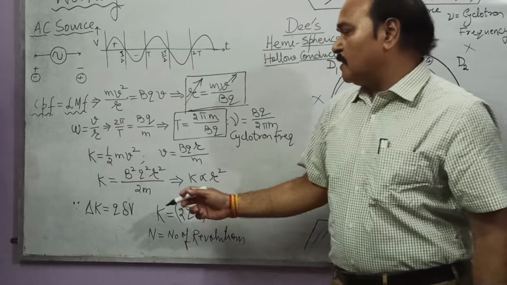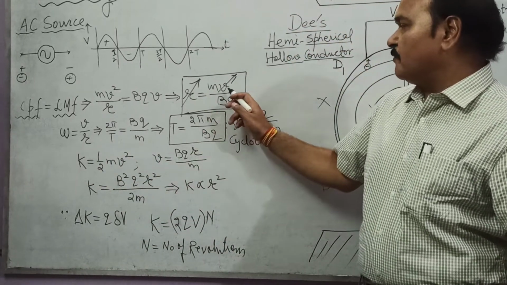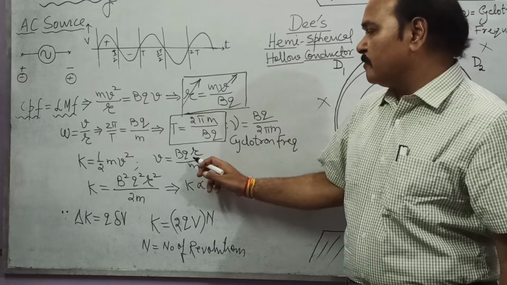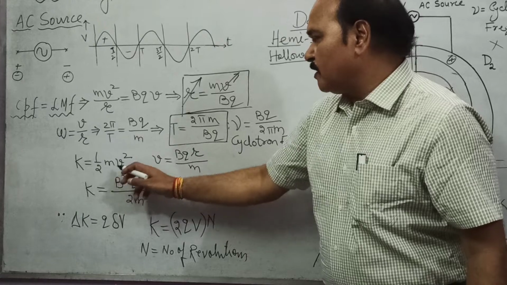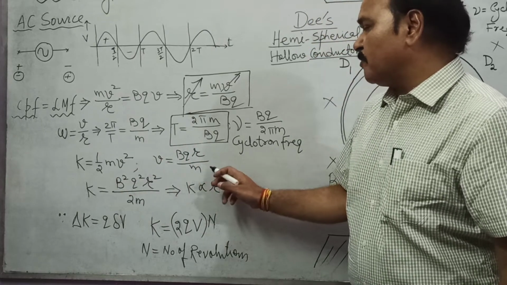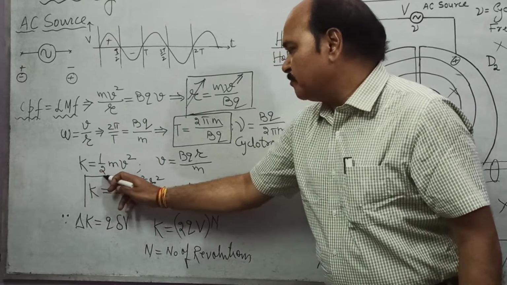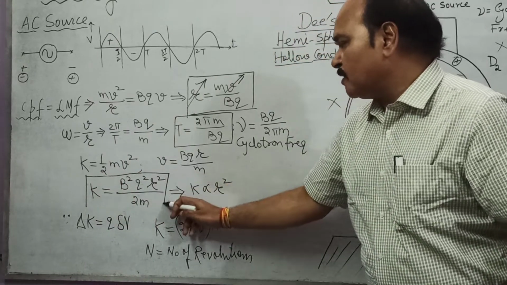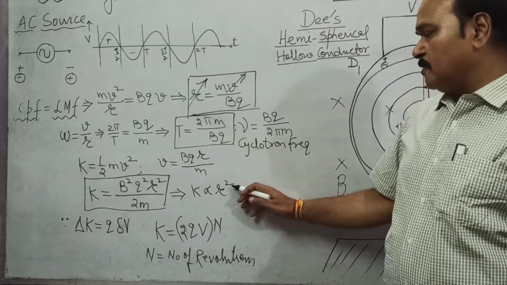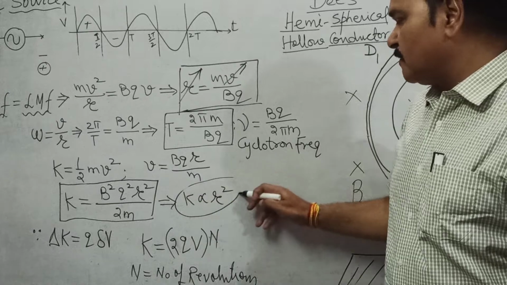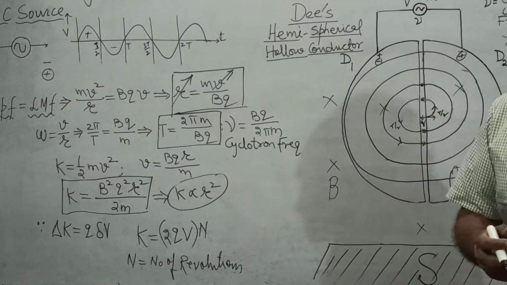Well, kinetic energy of the charged particle is 1 upon 2 mv square. V is what? If we find out from here, v is equal to Bqr by m. So if we substitute this value here, we get 1 upon 2 m v square, means B square q square r square upon m square. If we solve it, we get the kinetic energy as B square q square r square upon 2m. And we can very clearly see here kinetic energy is directly proportional to the square of radius. So as the radius of the circular motion goes on increasing, the kinetic energy increases.